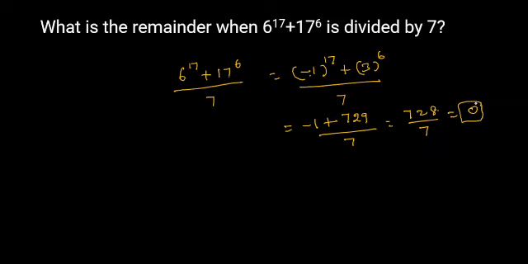We'll go for the next one. This is 4 to the power of 128 divided by 17. So what will be the remainder? Now see here, there is a trick in solving this problem. You try to make the base something which is 1 more or 1 less than 17. So you know that 4 to the power of 1 is 4, but 4 squared is 16, which is 1 less than 17.